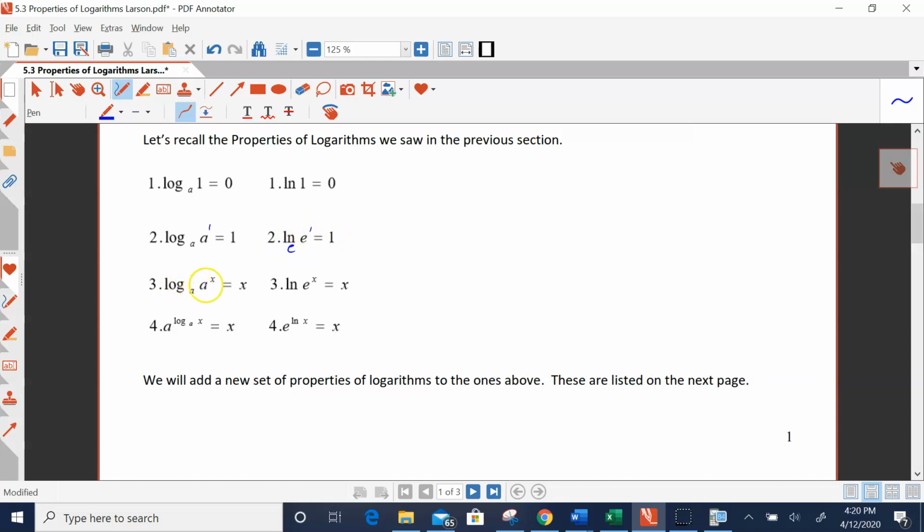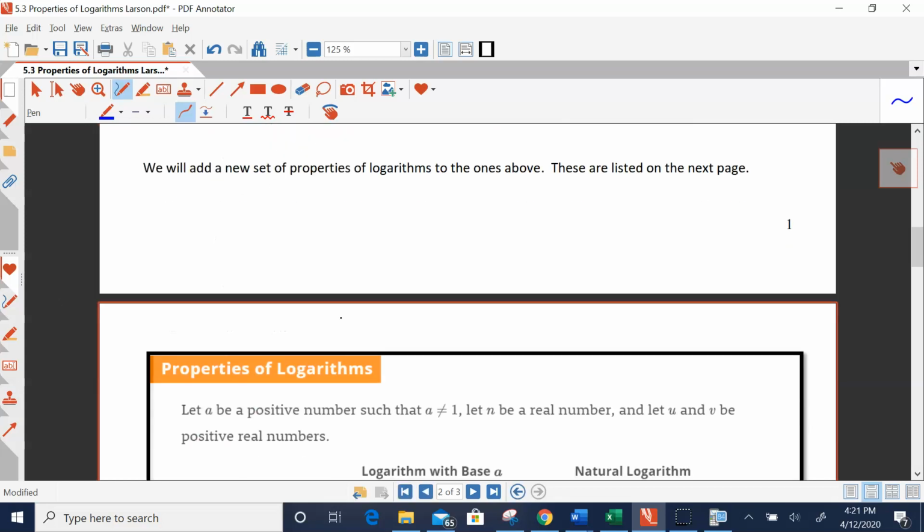Log base a of a to the x, those bases match. The answer is x. Ln base e of e to the x, the answer is x. Bases match. And again, these bases match, the answer is x. These bases match, the answer is x. So those are our first set of properties that we looked at with logarithms. Now we'll add a new set to those above. Let's check out the ones on the next page.